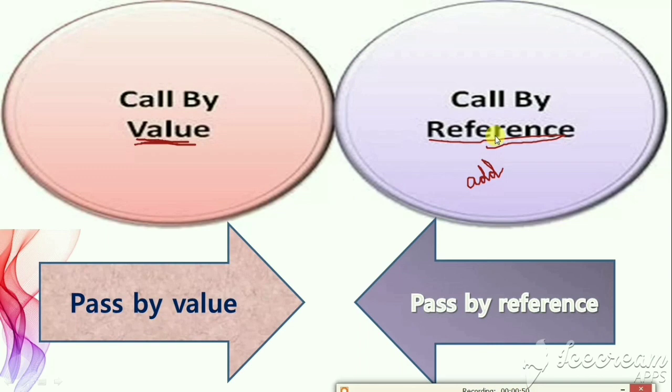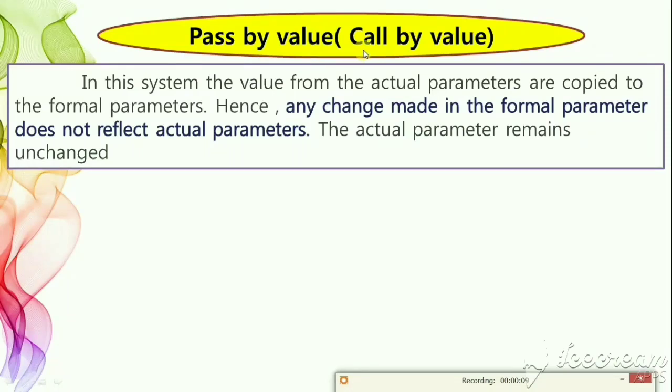Now we will discuss call by value. Pass by value or call by value. In this system, the values from the actual parameters are copied to the formal parameters. Hence, any change made in the formal parameter does not reflect in the actual parameter. The actual parameter remains unchanged.